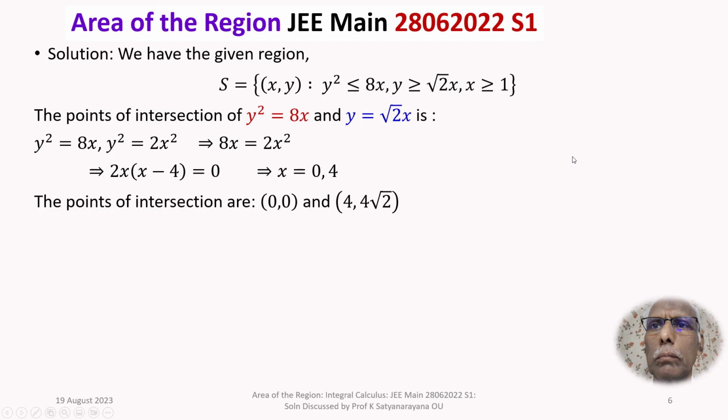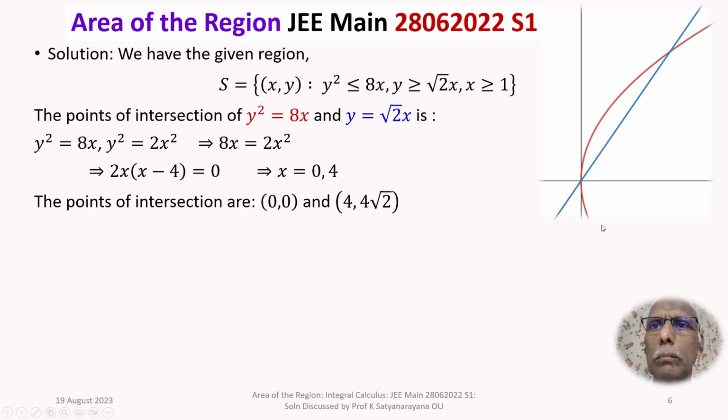Let's look at the diagram. X-axis, y-axis. The red one is your parabola opening rightwards. Y is equal to root 2x is the straight line passing through the origin, the blue one. The parabola is shown in the red one. The points of intersection we have already seen: it is the origin and the other point of intersection is (4, 4 root 2).